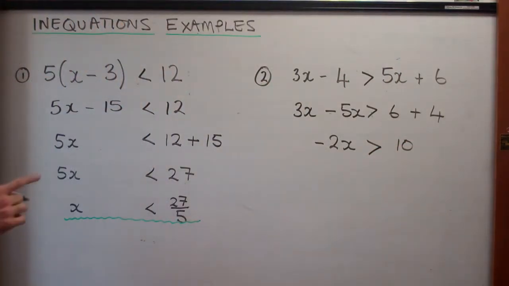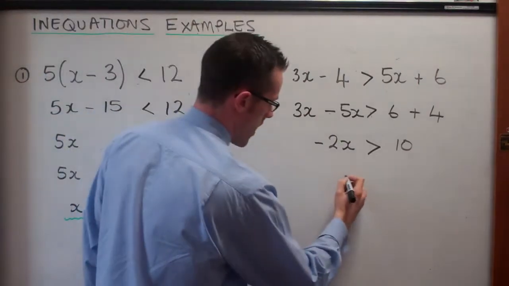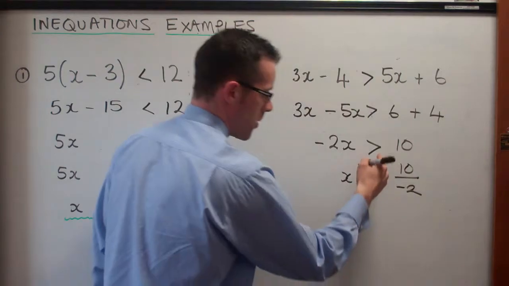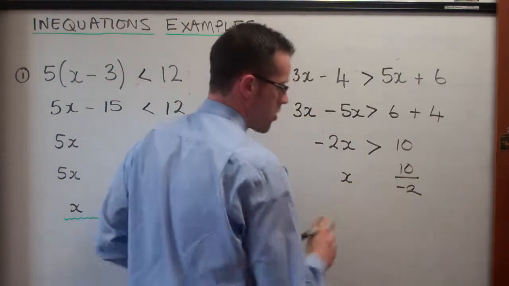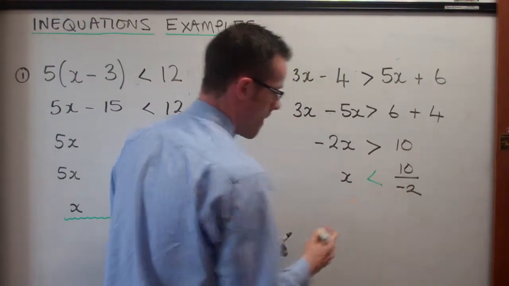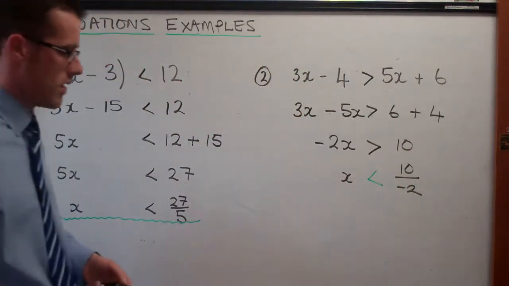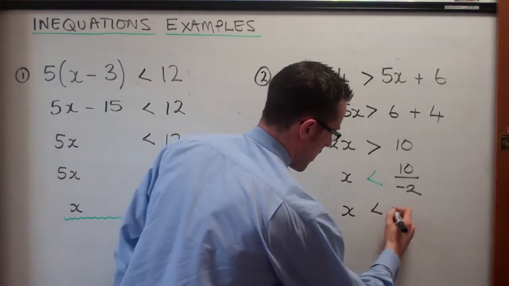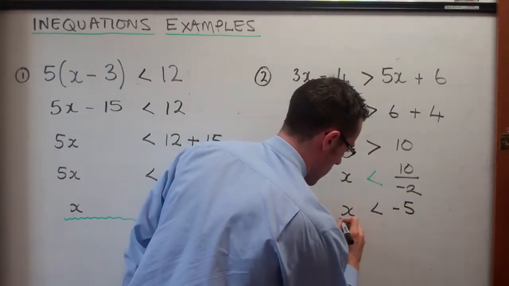The next step is all important. So we're going to have x, and it's going to be 10 over negative 2, but it's not going to be greater than. We're going to switch that around to be a less than. So we're going to end up with x is less than negative 5.